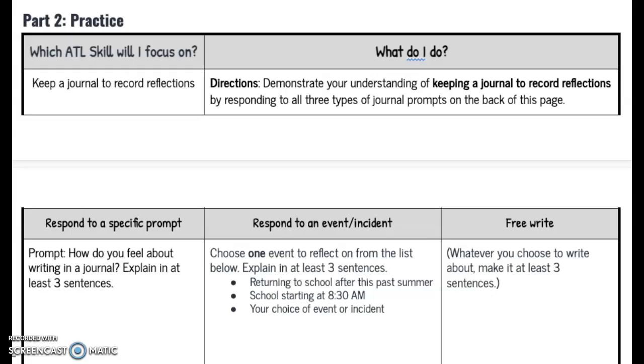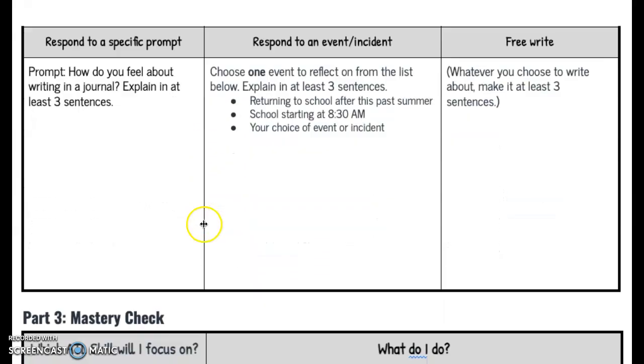So let's go ahead and move on to the practice area. We're going to focus on keeping a journal to record reflections. And here's what you're going to do. You will demonstrate your understanding of keeping a journal to record reflections by responding to all three types of journal prompts on the back of your page. You're going to see three columns.